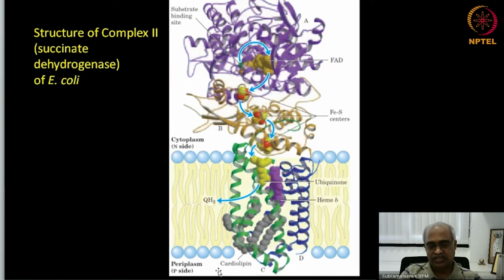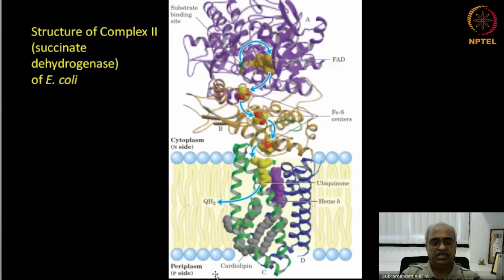And this periplasmic space is the space outside the plasma membrane of E. coli, but still not the outside medium. It still has the cell wall, etc. So the space between the cell wall and the membrane is the periplasmic space. This periplasmic space behaves like the mitochondrial intermembrane space. So the intermembrane space equals the periplasm in E. coli. Here the P side does not mean periplasmic side, it means positive side, like the charge is positive and this is negative.